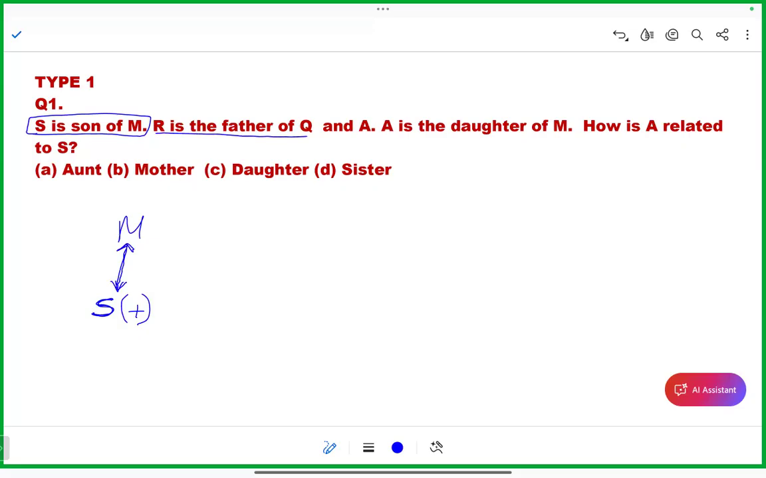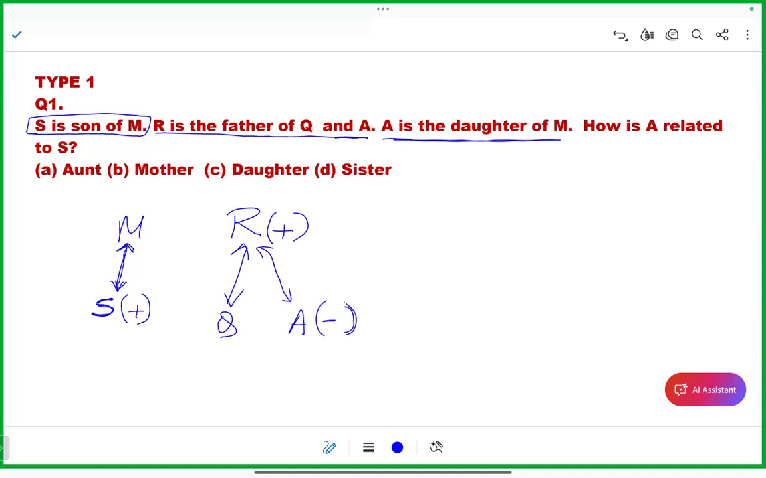R is the father of Q and A. Another relation here, R is the father, so plus, of Q and A. We don't know their gender, so just leave it like that. A is the daughter of M. A is the daughter of M, this is minus. That means M has a child A. It is also given that R is the father of A. Are you following now? That means this is the mother, and all the rest are siblings.